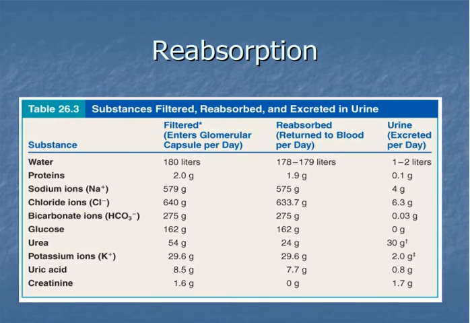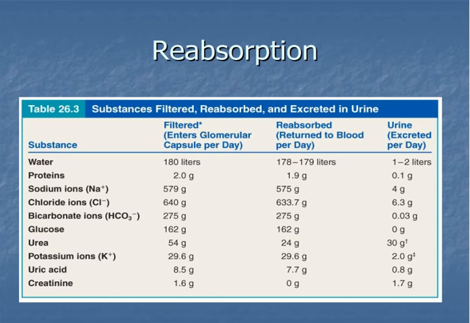Okay, so this table just shows the different blood components that are filtered and also later reabsorbed by the renal tubule. So you see that on average about 180 liters of water becomes filtrate each day, but on average about 178 to 179 of these liters of water are reabsorbed back into the bloodstream. So as a result, we only have 1 to 2 liters ending up in the urine. Okay, same with proteins. I said proteins rarely end up in the urine, and that's because proteins tend to be too large.